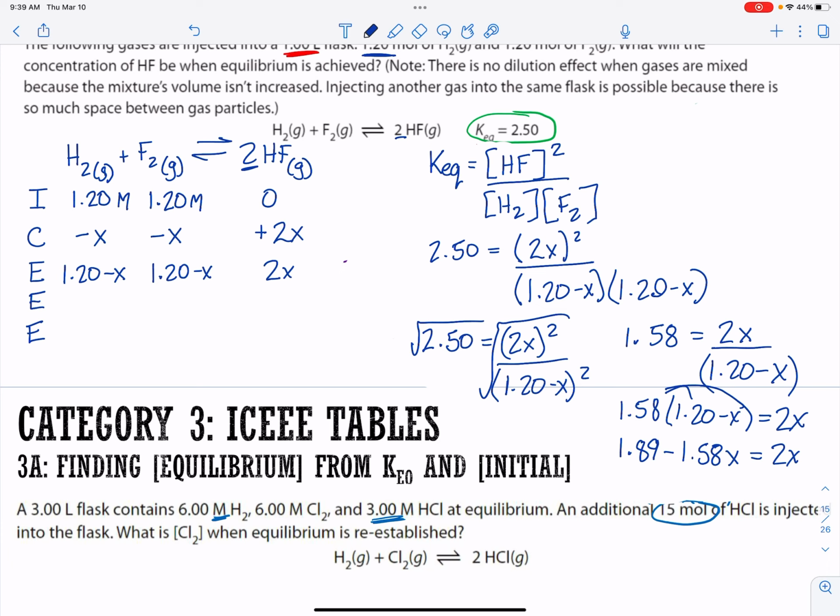We're going to collect like terms, so I'm going to move this 1.58x over to the right-hand side. So we're going to add 1.58x to both sides. So I have 1.89 is equal to 3.897x. You want to keep as many decimal places all the way through as you can, so don't erase them in your calculator. And then lastly, I want to get x by itself. Right now I've got 3.897 multiplied by x. The opposite of that is to divide. So I'm going to divide both sides by 3.897.